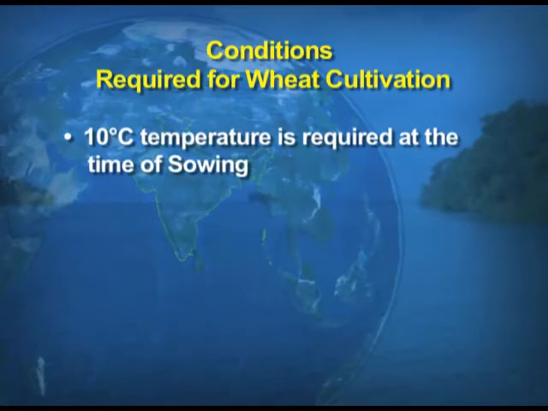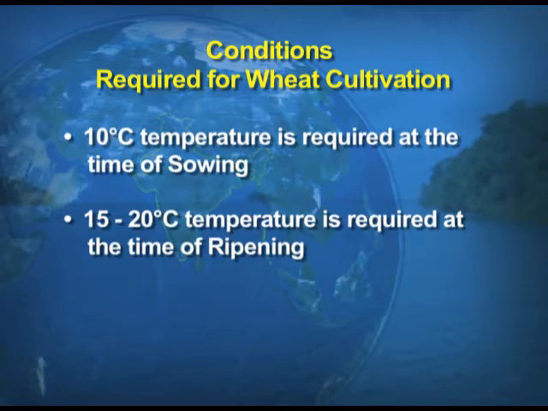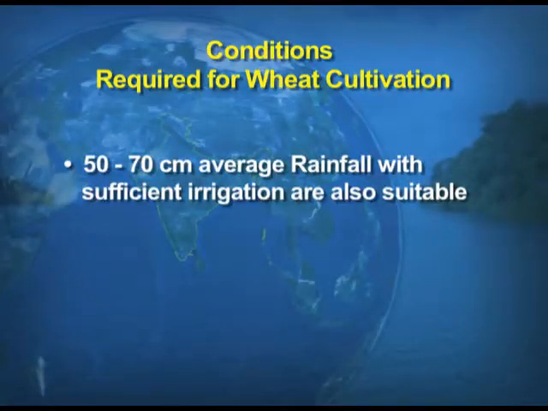It accounts for 14% of the total gross cropped area. So, that means the area which we did for the rice is much more than the area which comes under the wheat. Now, we take up the climatic conditions which are required for the production of wheat. 10-degree temperature is required at the time of sowing and 15 to 20 degrees of the temperature is required at the time of ripening. And when we talk about the rainfall, very less amount of the rainfall, that is 50 to 70 centimeters average rainfall. But of course, with the sufficient irrigation, they are the areas which are best suited for the production of wheat.